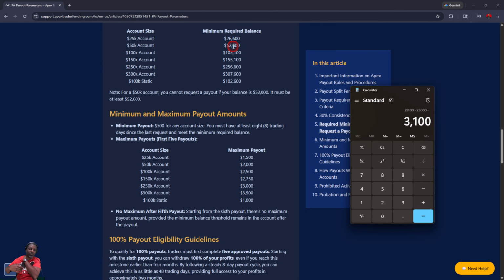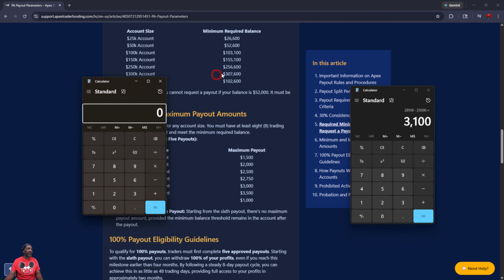But if you wanted to request 2,000 out of a 50K account, then you would have to get to 52, and you want to stay over your threshold, right? You would have to get 4,600 in those 8 days, in order to request the full 2,000 and stay over your threshold, right?